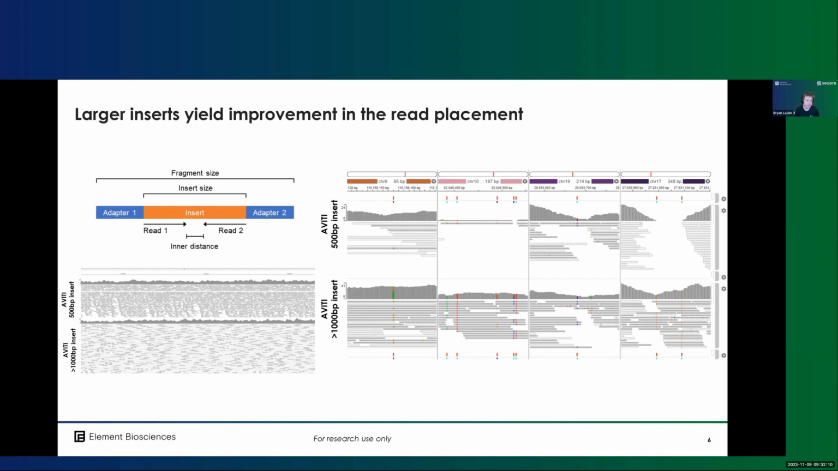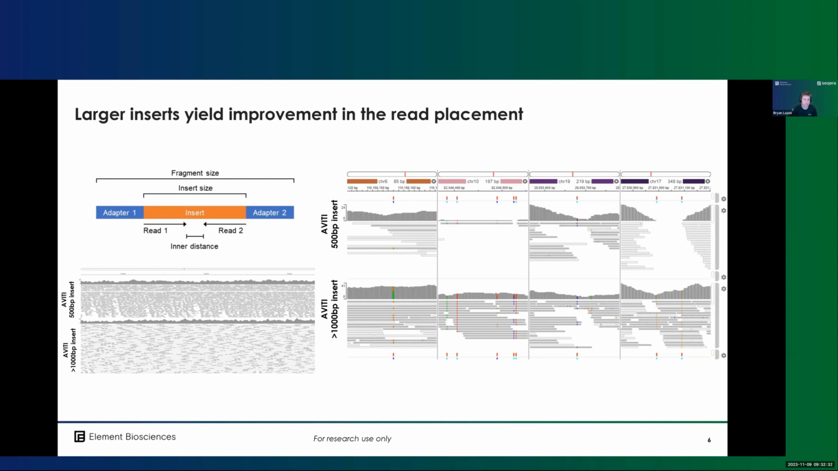The primary one is that, at least in human, larger inserts increase read placement. You can see on the right here, I have a few different panels. On top is a traditional 500 base pair insert library, and you can see the 4 different regions. There's some trouble with placing reads there and being able to make the expected calls that we should be making.